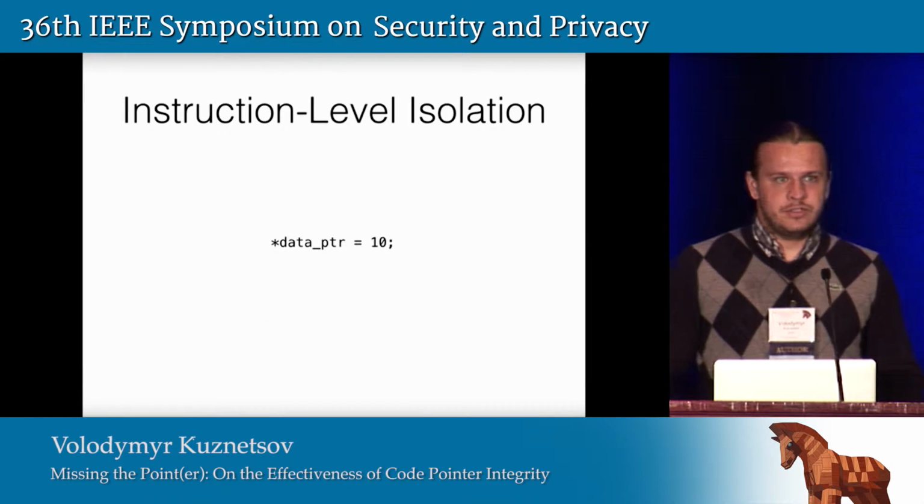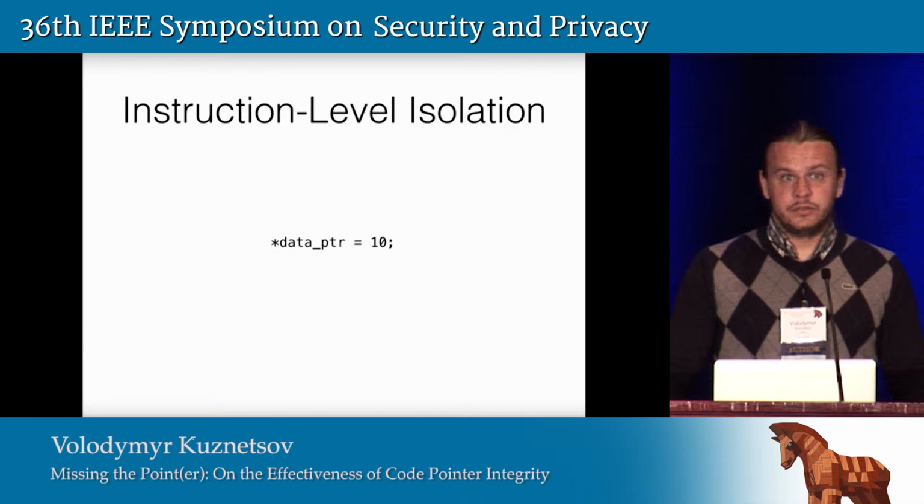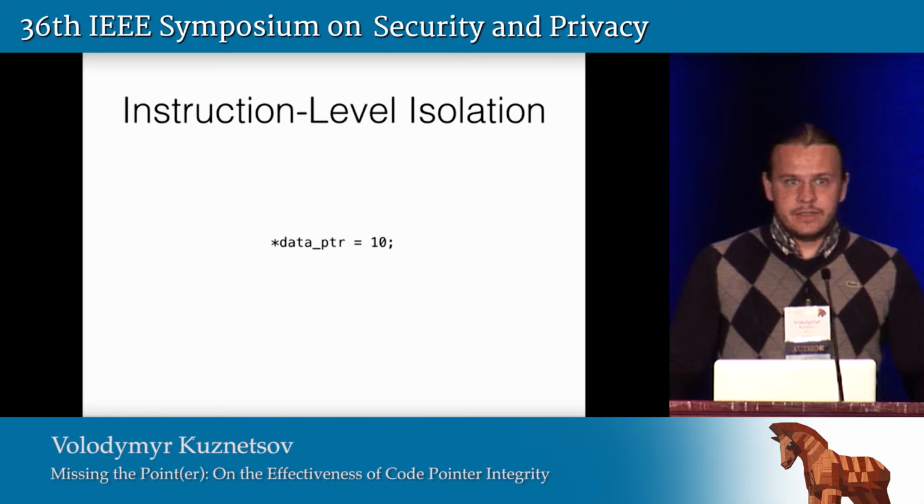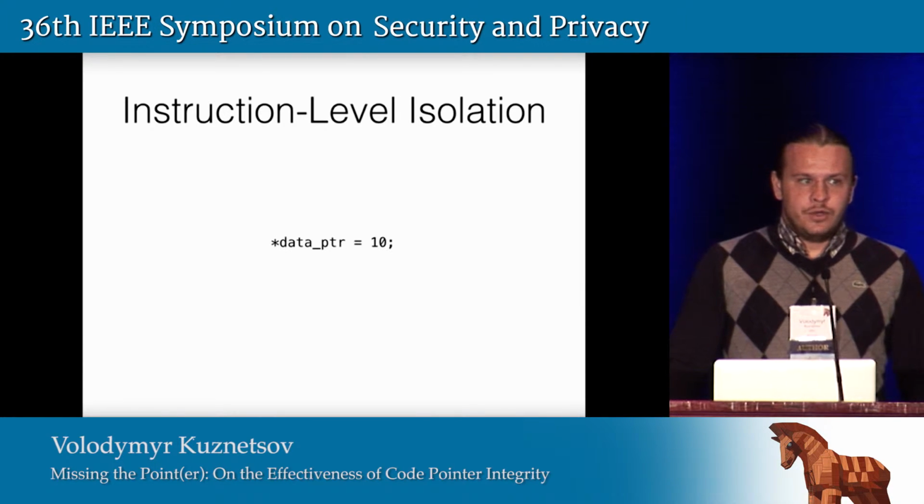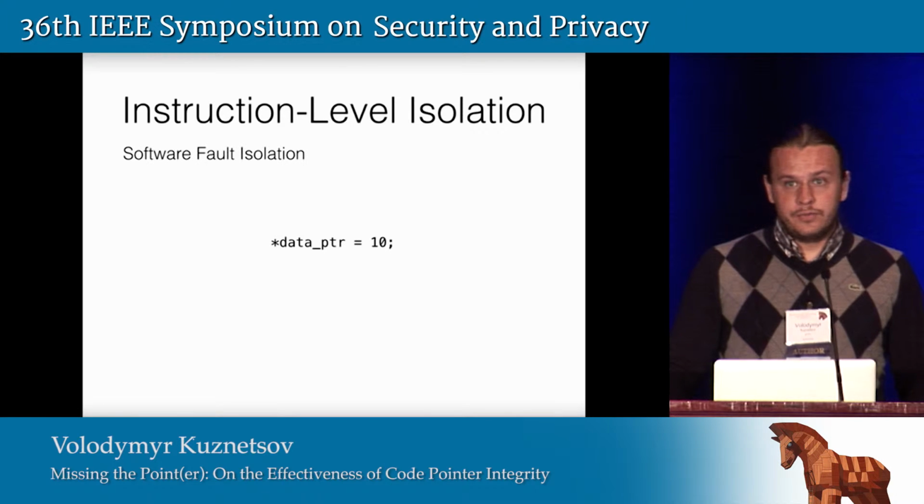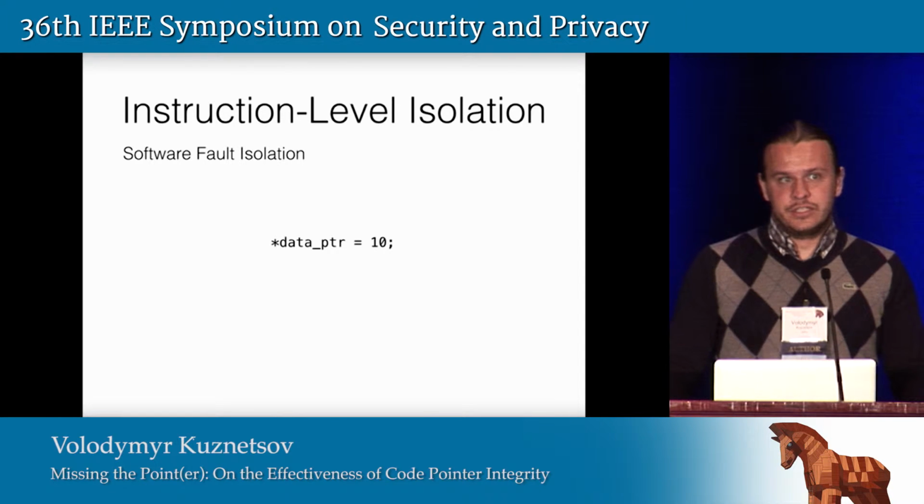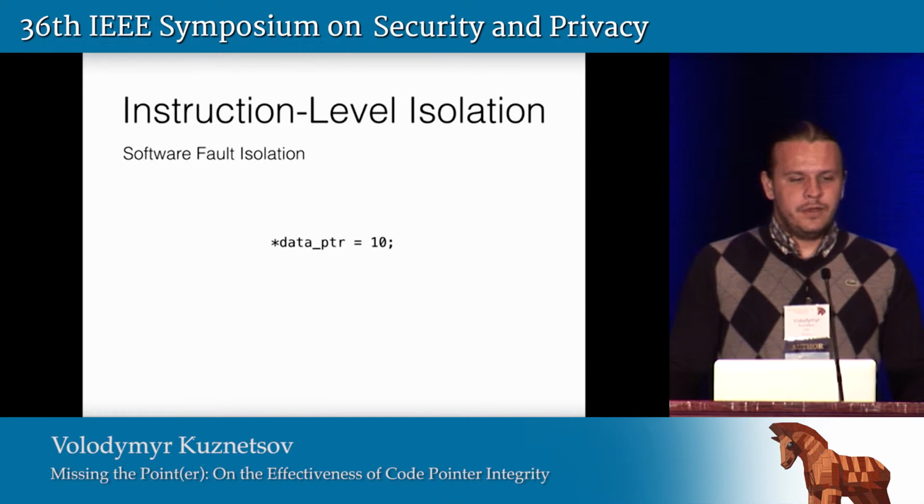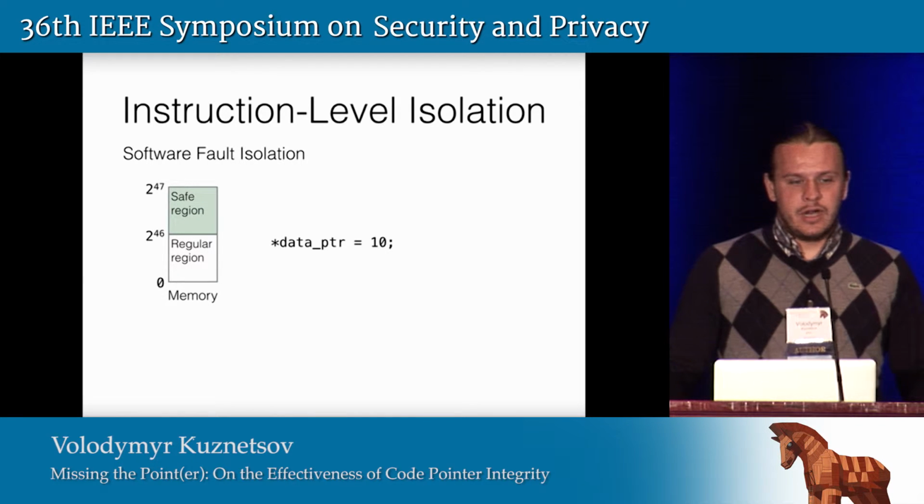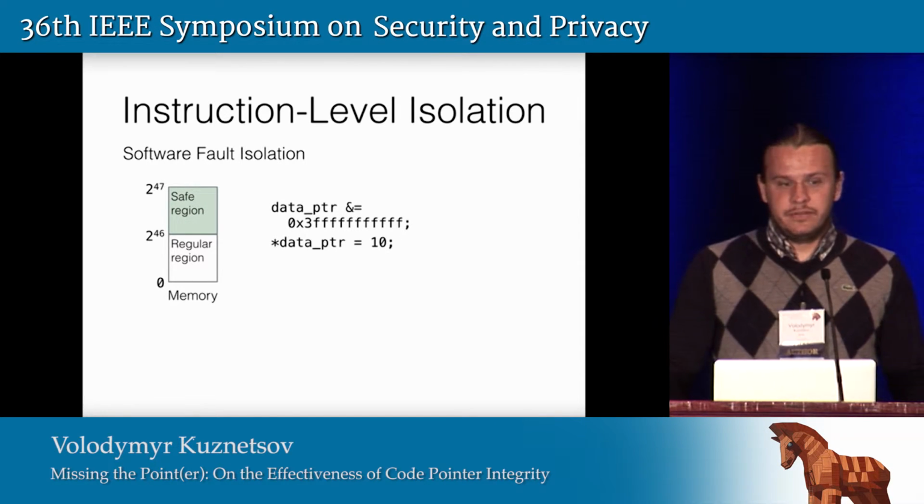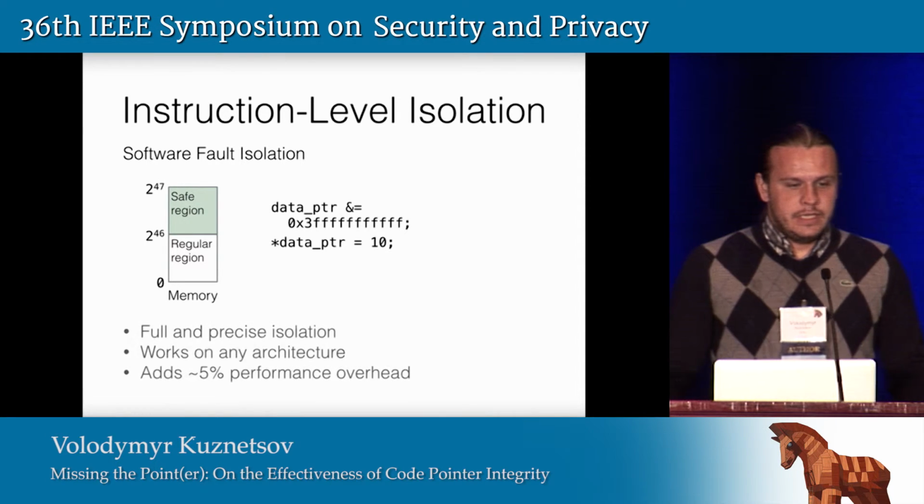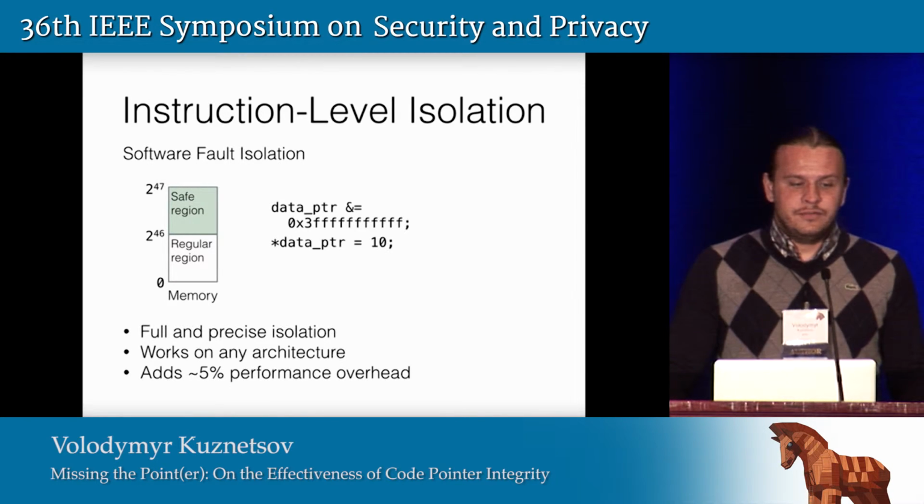The purpose of this mechanism is to ensure that all instructions in the program that are not meant to access the safe memory region cannot be subverted to do so anyway. One way to enforce such isolation is to use software fault isolation. We described it in the CPI paper, but perhaps it didn't get enough attention. So let me show how it works. We map the safe region into the upper half of the user space. Such mapping allows us to enforce the isolation with just one single bit masking operation, which is very fast. This mechanism provides full and precise isolation guarantee, works on any architecture, and has just 5% performance overhead.